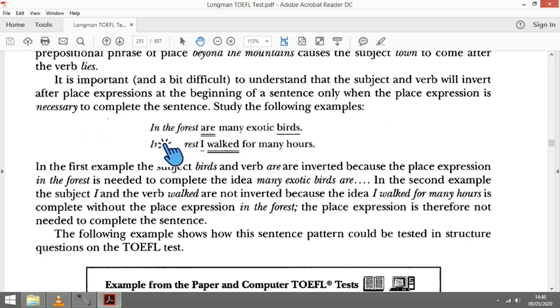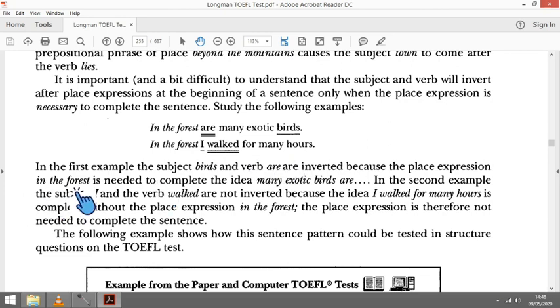For example, in the forest are many exotic birds. We need "in the forest" to say where there are many exotic birds, so we invert, verb first and then subject. But in this situation, in the forest I walk for many hours, we don't actually need "in the forest." I walk for many hours can be a good sentence; it can stand by itself.